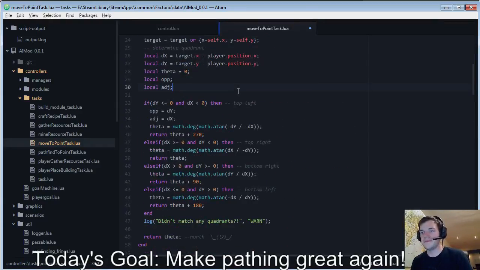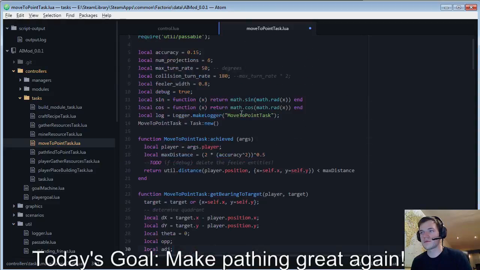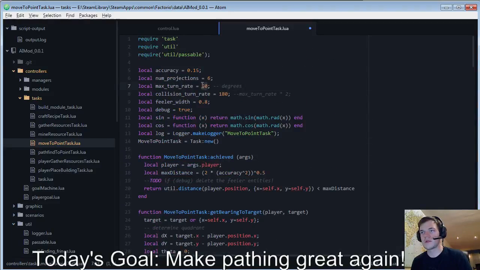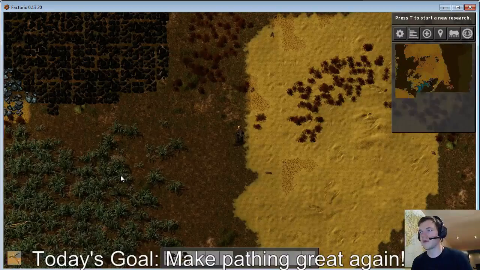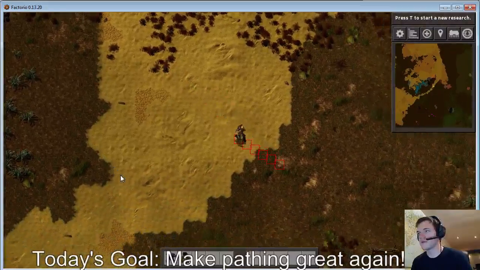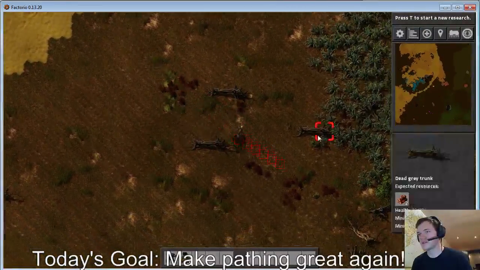So I'm going to turn this max turn rate way down low, and then set my collision turn rate to be, I guess, let's just go with max turn rate times 2. I might do that thing where I overshoot again, but I think I should just work on the problem of when you overshoot, there's no way to get out. Looks like we're heading into a forest here, so that's good.